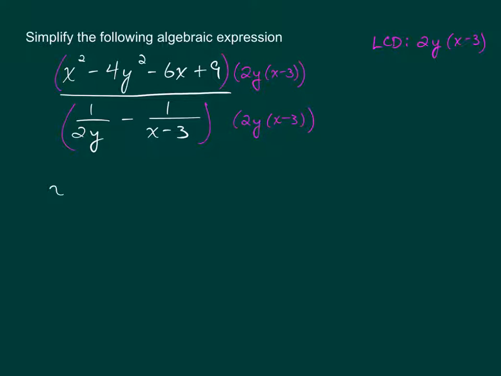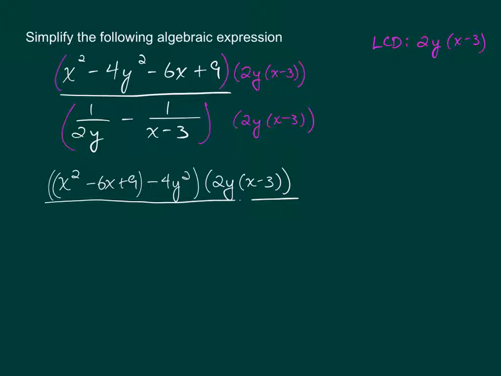So the new numerator here is x squared minus 4y squared minus 6x plus 9. And that's what you see here, but I want to rearrange everything so that the x's are first and the y's come second. So here we go with the x squared minus 6x plus 9 minus 4y squared. And I'm going to put these parentheses here, and I'll explain why I'm doing that in a moment. But then this is all being multiplied by 2y times x minus 3.